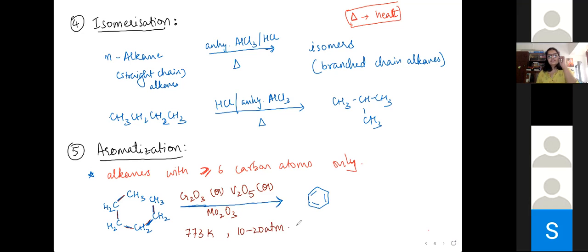So these reactions, isomerization, aromatization, you don't really have logic or mechanism or anything like the previous ones, like what we saw in substitution and all. You just need to remember that for isomerization you need these reagents, and for aromatization you need these reagents. These are the important things that you need to know.